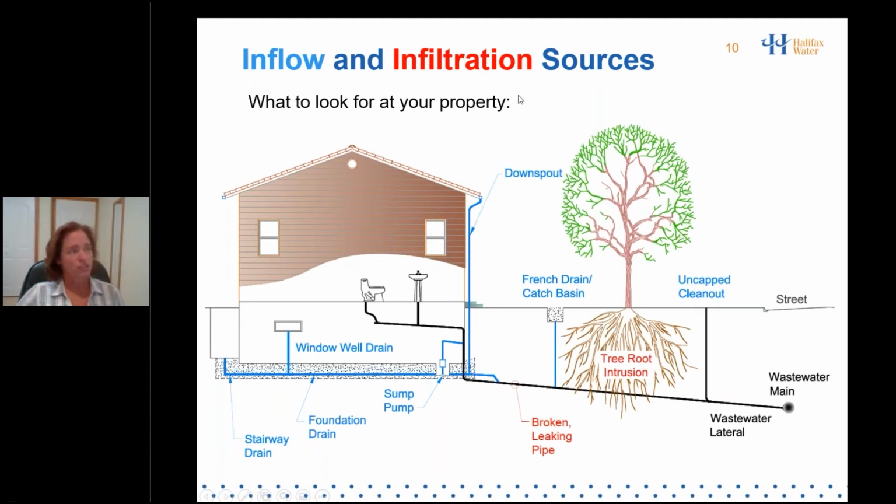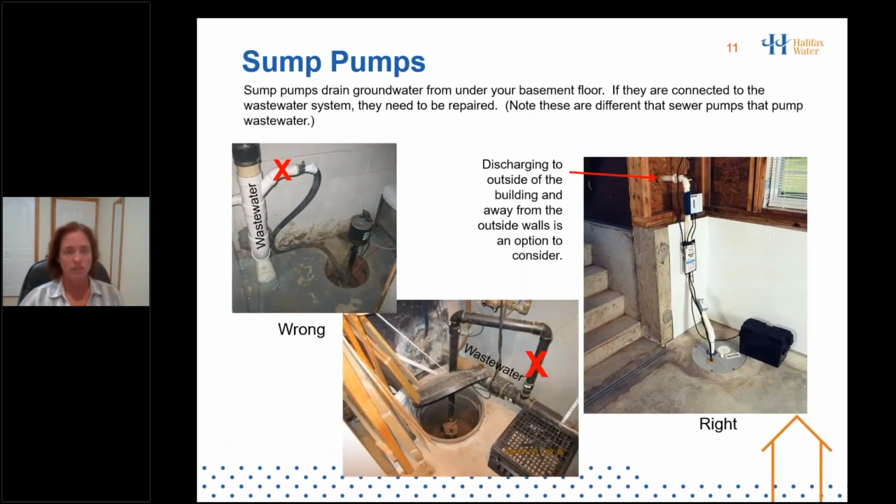On the infiltration side, which is our red items, again, this is the slow leakage due to root intrusion, for instance, or broken and leaking pipes. So let's talk about some examples. Sump pumps are a common one that we find.